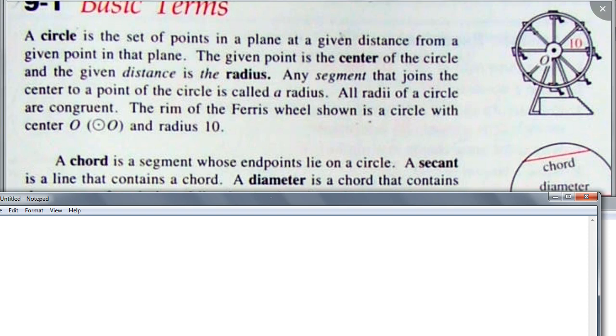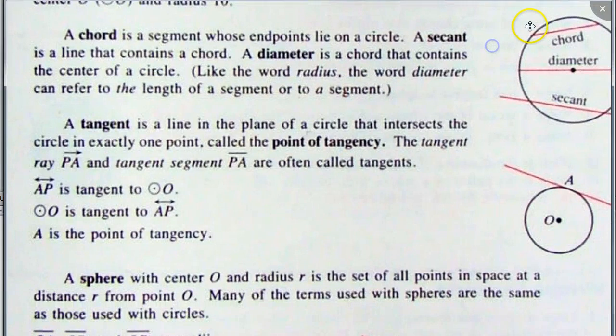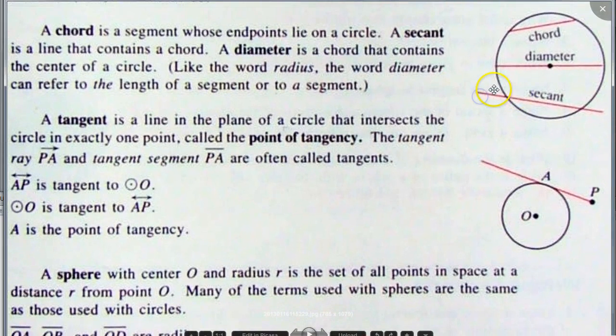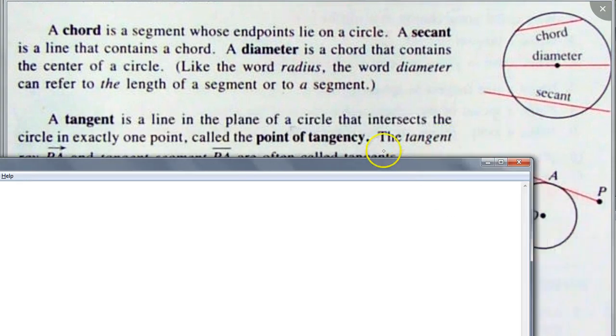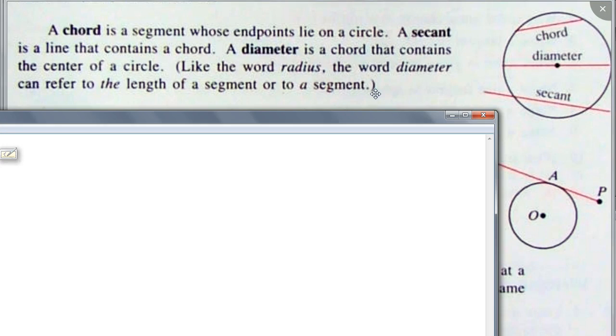Okay, so do you see the difference between a chord and a secant? Let me show you the picture, the whole thing here. So there's a chord, and down here you have the secant. A secant is nothing more than a line that contains a chord. So a chord is a line segment where the endpoints are on the circle. A secant is a line that contains a chord.